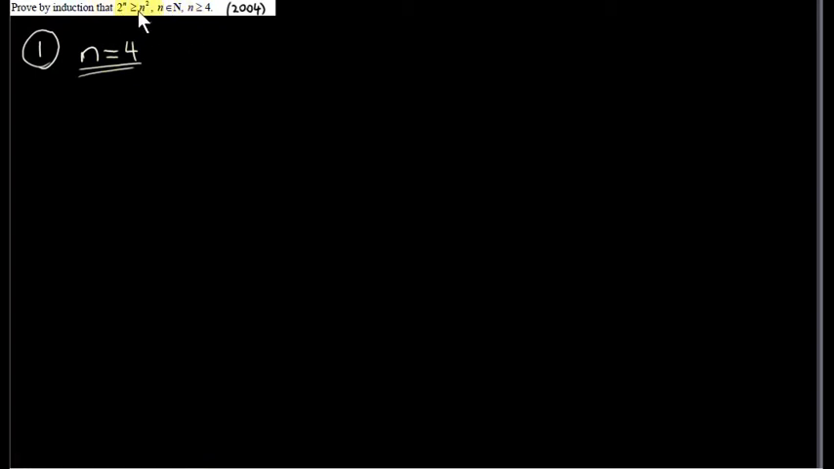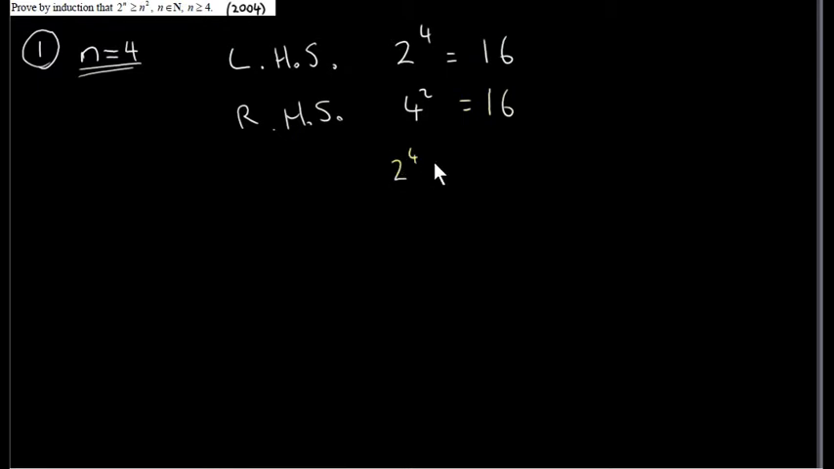We're given that this statement is true for n greater than or equal to 4, so we have to start with n equals 4 and see if it's true. So let's look at the left hand side when n is 4. Well, we have 2 to the power of 4, which is 16. If we look at the right hand side when n is 4, we have 4 squared, which is 16. You can see that 2 to the power of 4 is indeed greater than or equal to 4 squared. As a matter of fact, 2 to the power of 4 is equal to 4 squared.